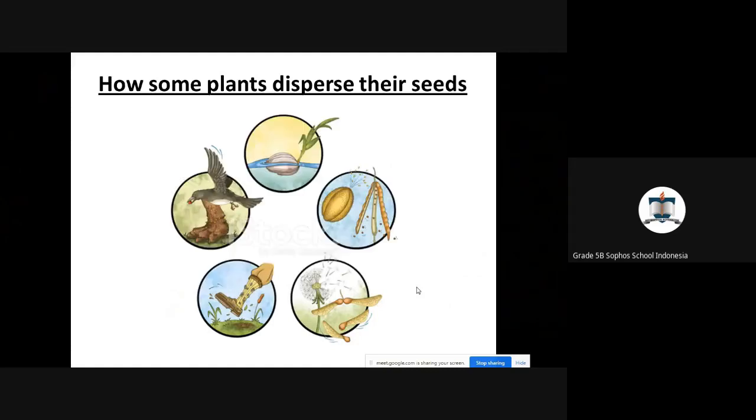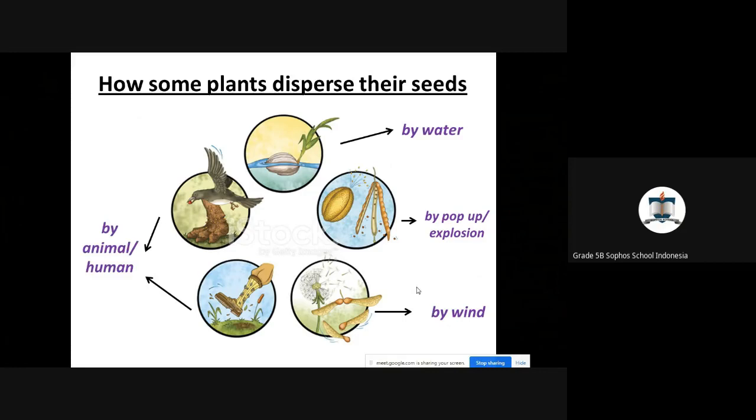So here are some ways of seed dispersal. I provide five pictures here. The first seed is the coconut seed. It will be dispersed by water, just floating on the water. The second is the bean pod, dispersed by explosion or popping up. The third one is the dandelion seed, blown by the wind, and the other two will be dispersed by animals or humans.